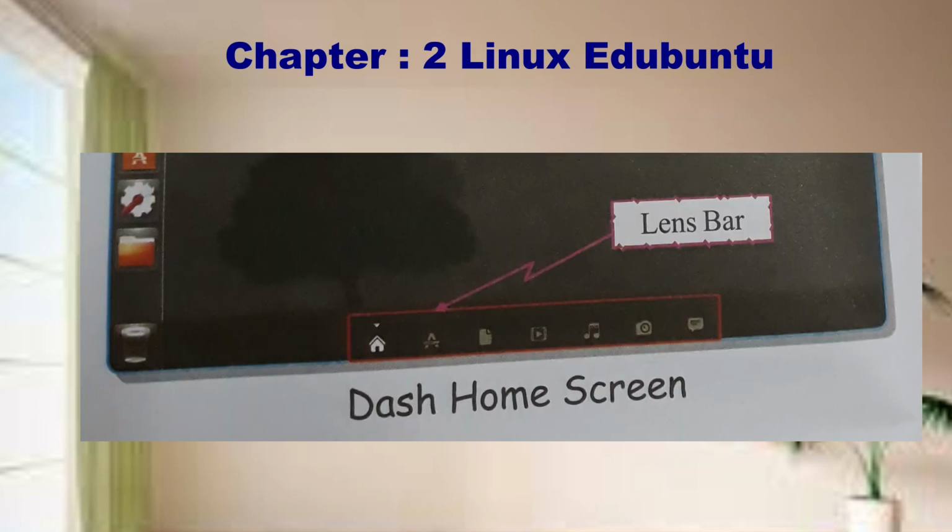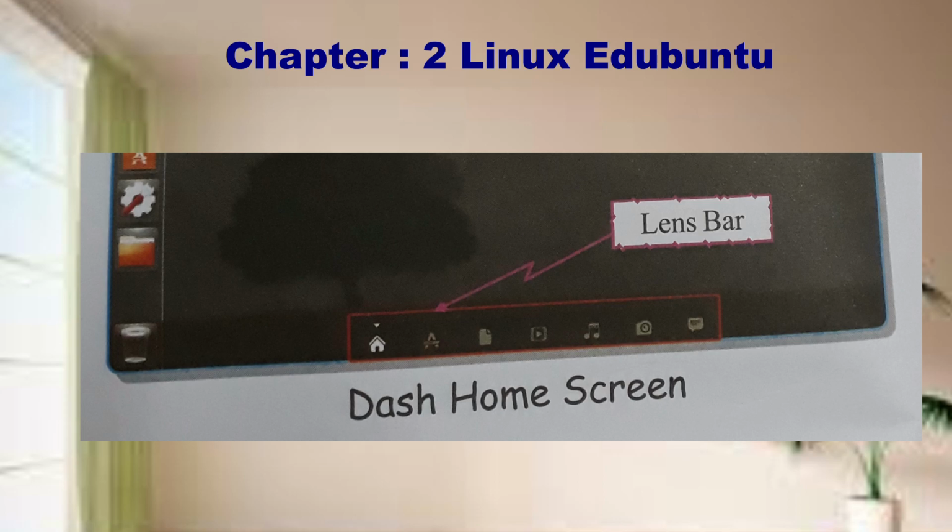Dash window. In this dash screen, we can see lenses at the bottom. What are lenses? Lenses allow you to view the dash results and exclude results from other lenses. That means by using lenses, we can sort out the results that we get in dash home screen.